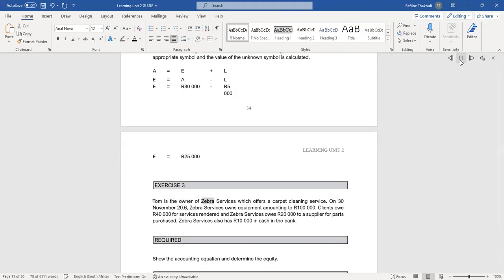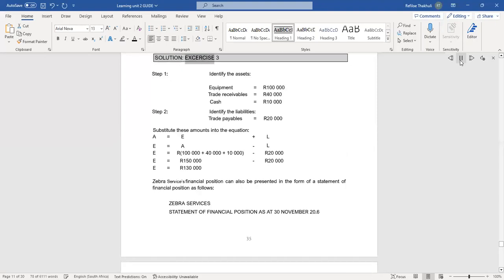Exercise 3. Tom is the owner of Zebra Services, which offers a carpet cleaning service. On November 30, 20.6, Zebra Services owns equipment amounting to R100,000. Clients owe R40,000 for services rendered, and Zebra Services owes R20,000 to a supplier for parts purchased. Zebra Services also has R10,000 in cash in the bank. Required: show the accounting equation and determine the equity. Solution, Exercise 3.